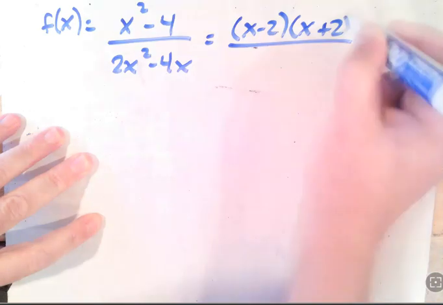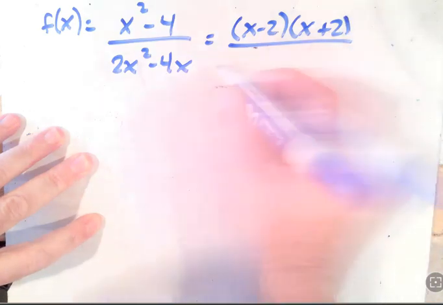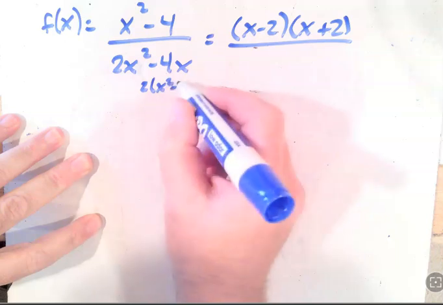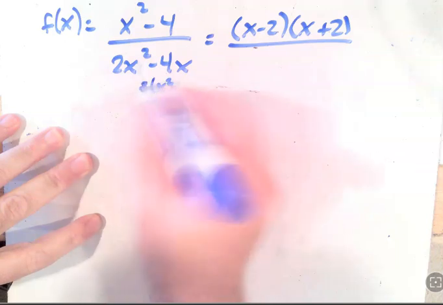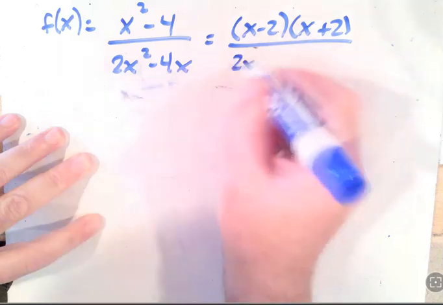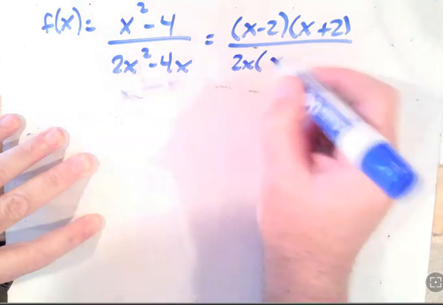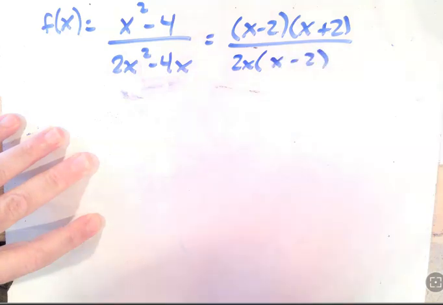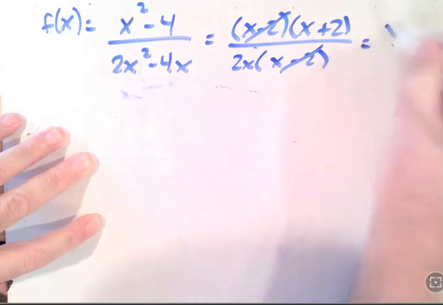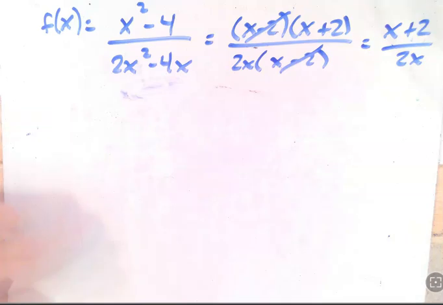And on bottom, I'm going to factor out a 2. If I factor out a 2, it leaves me with x squared minus... Actually, I'm going to factor out a 2x. So let me erase that. I'm going to factor out a 2x, and that's going to leave me with x minus 2. So notice that the x minus 2's cancel. So then we're left with just x plus 2 over 2x. And that's what we're going to graph.